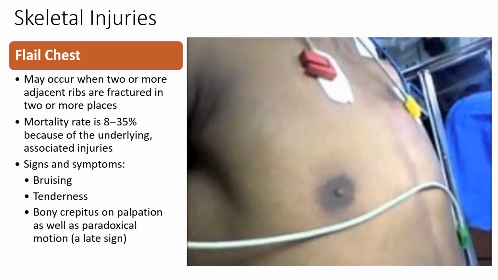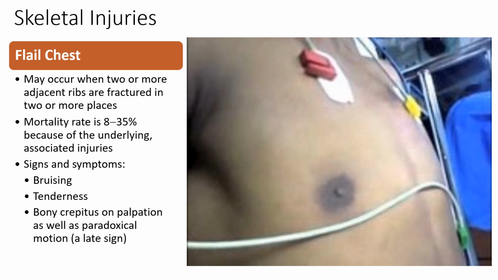Mortality rate is 8 to 35% because of the underlying issues. Usually it takes a lot of force to cause this big of a fracture, and there's a lot of underlying associated injuries with it. What you'll see is bruising, tenderness, and bony crepitus on palpation, as well as the paradoxical motion, which tends to happen a little bit later.